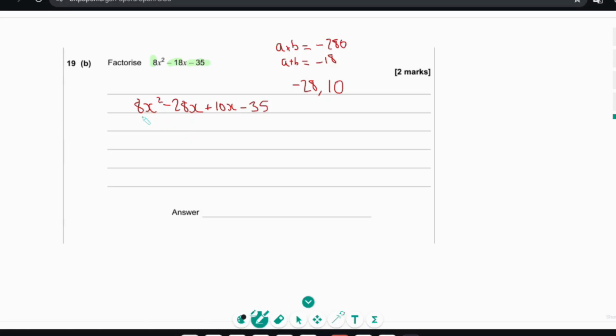Then we're going to put each side into a single bracket. Highest common factor of 8 and 28 is 4. 4x, and then 5. It's 2x minus 7. 4x plus 5 is the answer.